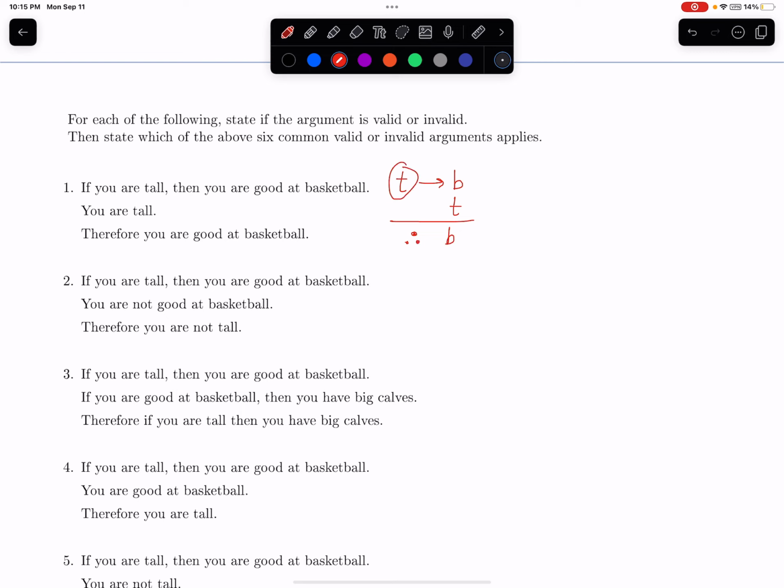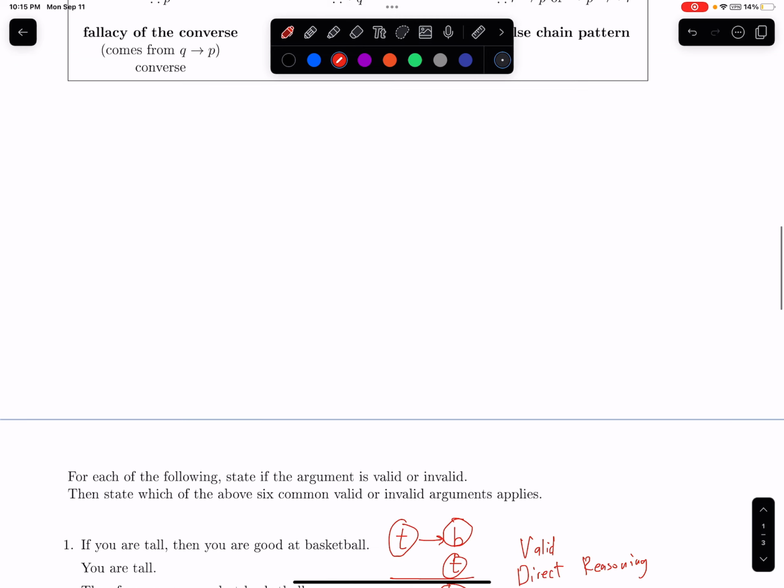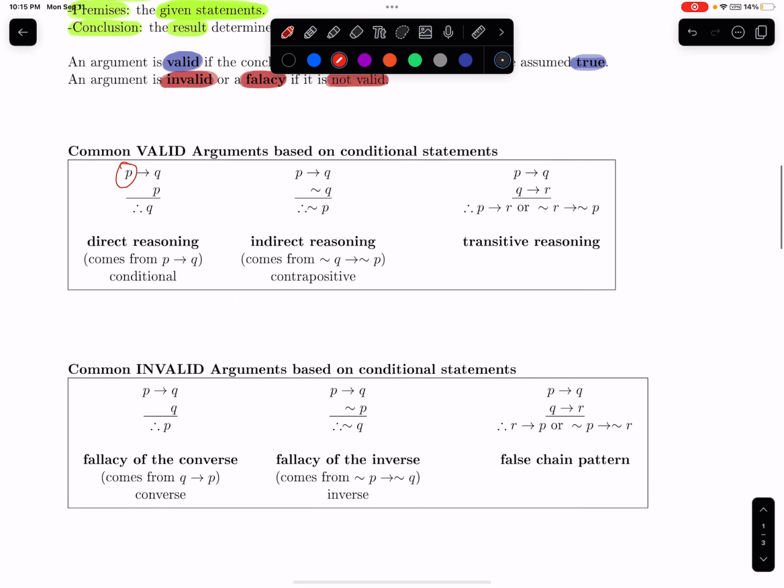So if you look, we're going left to right. Left to right, that's the most simple argument. That's valid by direct reasoning. Direct reasoning. See, we're following this pattern right here, right? Left to right, left to right.